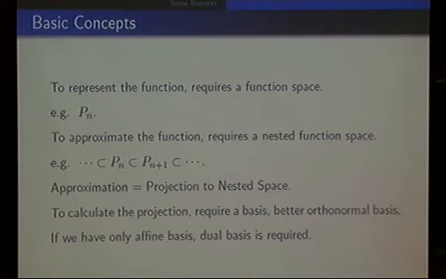If we do the approximation, this is very simple. We only need to take the projection to the next space, and then we can have a series of functions approximating the target function. To calculate the projection, we require a basis. If we have no basis, we cannot do such things. Beta is also an orthonormal basis. If you have no orthonormal basis, then we can calculate our dual basis and calculate the approximation.